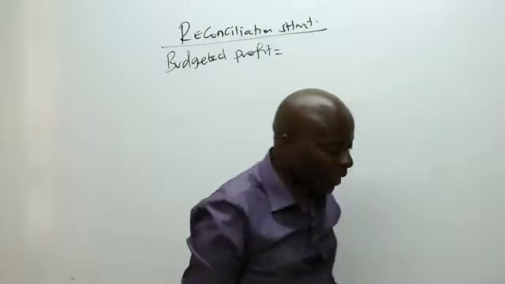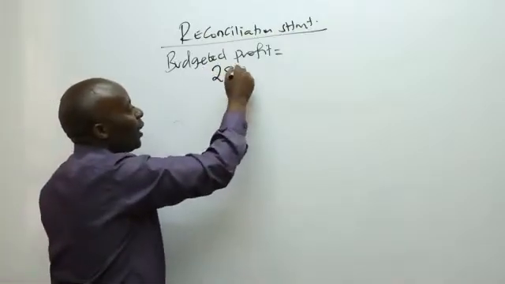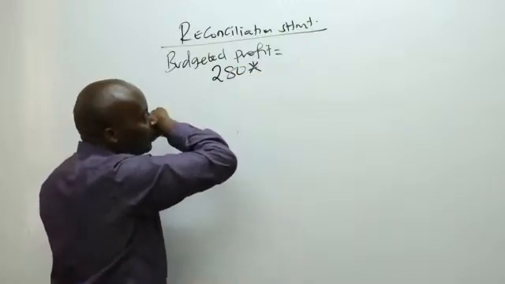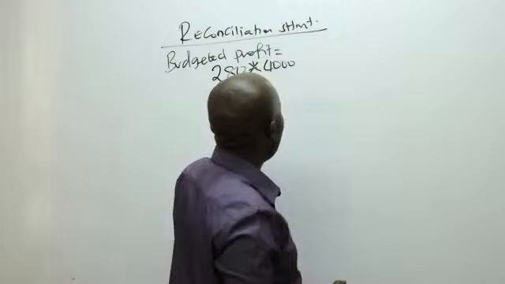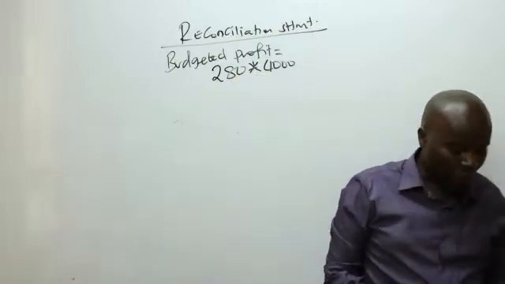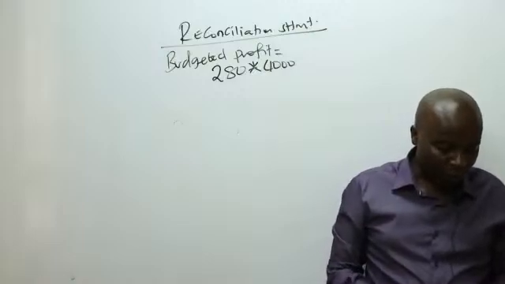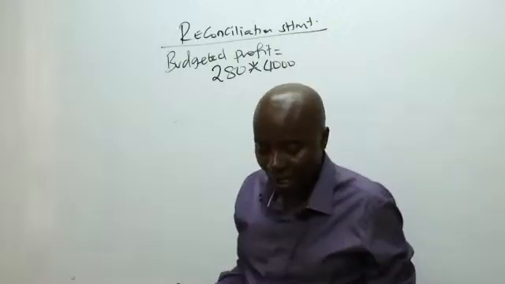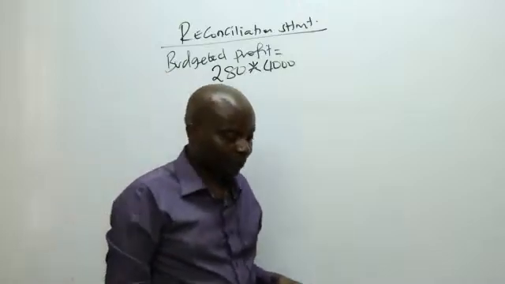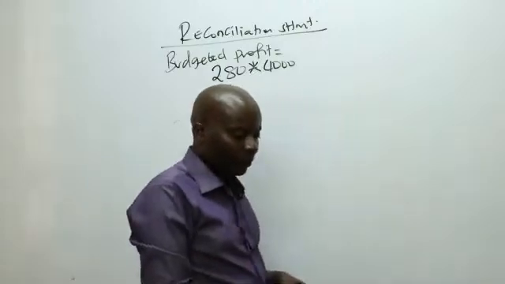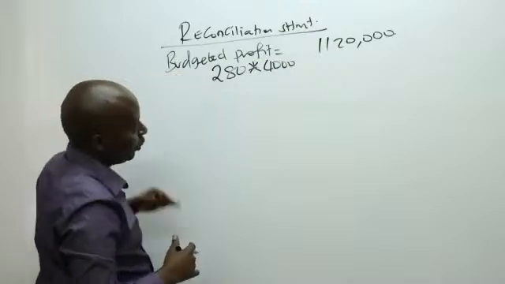So budgeted profit, how will I be able to get the profit which you are budgeting for? Here we know that each unit is 280 times the budgeted output. For the budgeted number of benches, you gave me 4,000. So please take 280 times 4,000, and give us an answer. How much are we budgeting to earn as profit? 1,120,000, yeah?